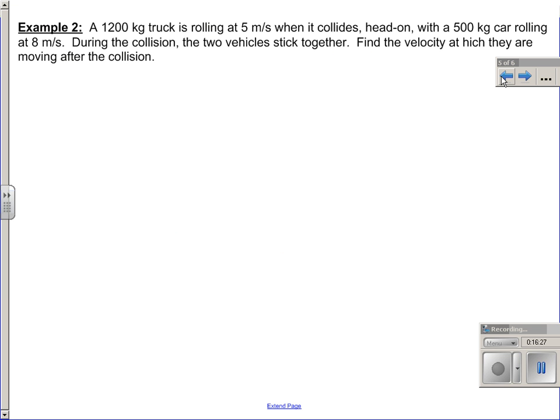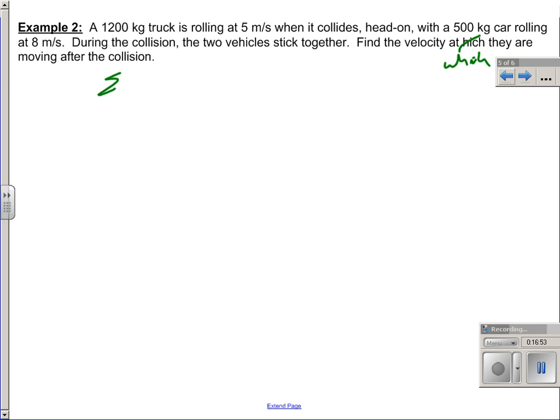All right, so example 2 is the same as example 1, but this time instead of giving a final velocity of the car, they stick together. So we've got a 1,200 kilogram truck rolling at 5 meters a second. It's going to collide head-on with a 500 kilogram car rolling at 8 meters a second. During the collision, the two vehicles stick together, and we're going to find the velocity at which they're moving after the collision.